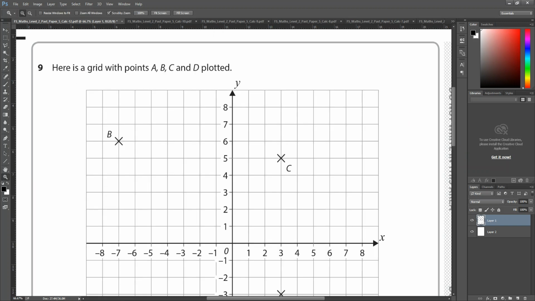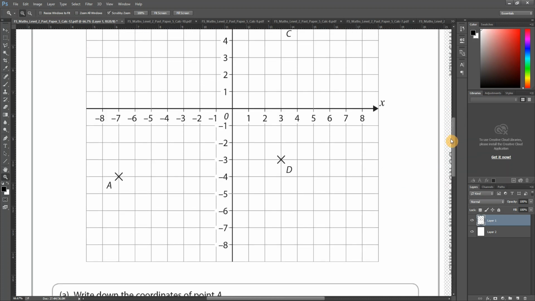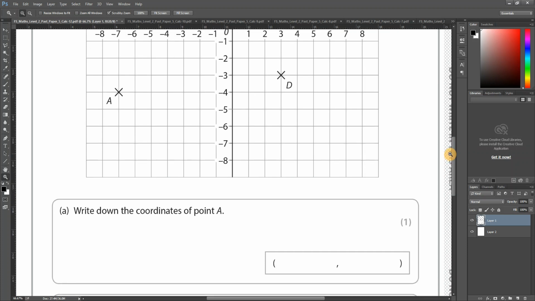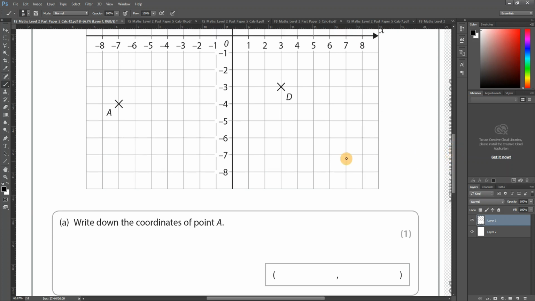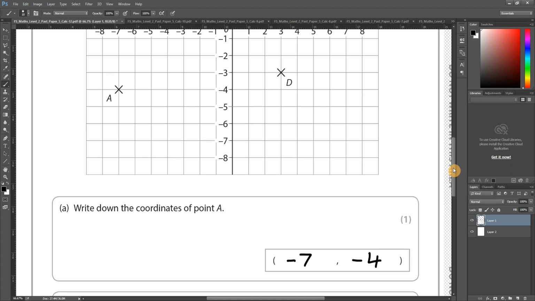Question 9. Here is a grid with points A, B, C, and D plotted. Part A says, write down the coordinates of point A. Well, that's that one right there. You always go across and then up or down. So going across, it's -7 for the x value, and you'll have to go down to -4 for the y coordinate. Yep, so it's going to be -7, -4 for 1 mark.